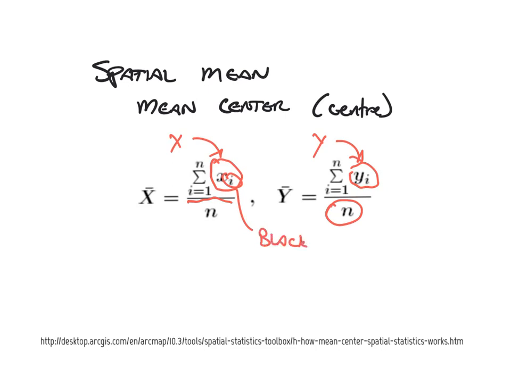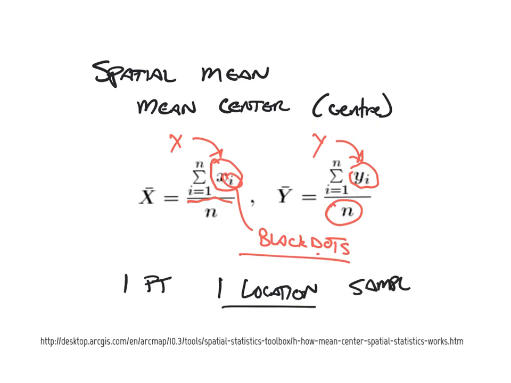So on the previous map, those were the black dots. This calculation would result in one point file with one location. And that would represent the spatial mean of the sample sites.